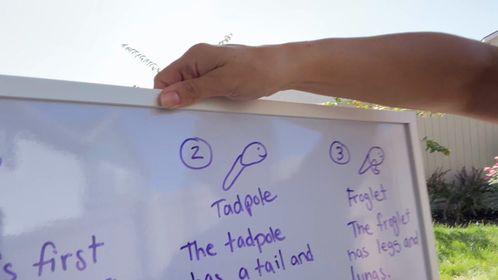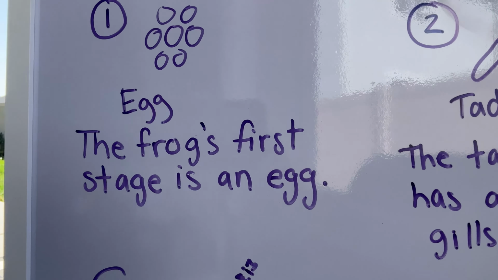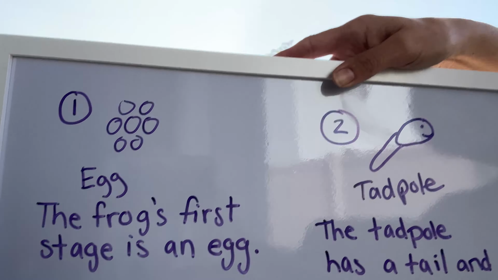Tell me about the egg. Right, it's the first stage. The frog's first stage is an egg. Let's write that. Here we go. We got a picture and a sentence. That was great. All right, stage 2. Who can tell me stage 2?